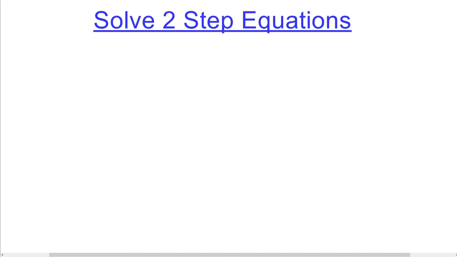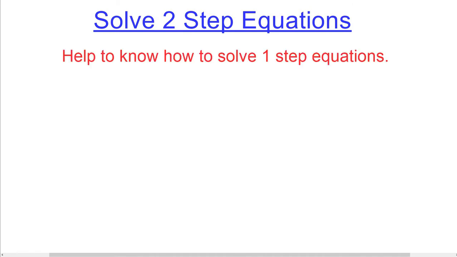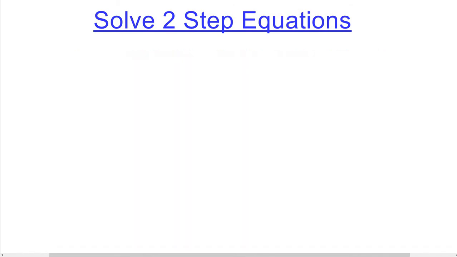So let's look at two-step equations. It would be easier if you already know how to solve one-step equations. Let's look at some examples. If I have 6k plus 7 equals 31, we can see there's more than one step here. But by the end of this video, it should be pretty simple. It should be pretty clear.